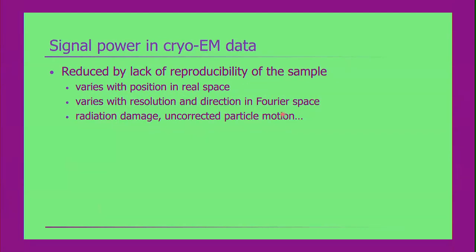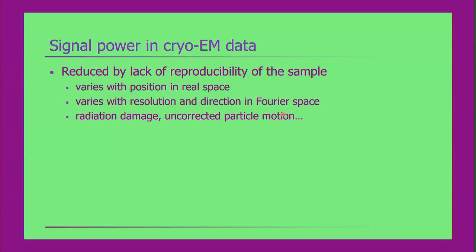Okay, to assess the error in cryo-EM, one way to think about it is to compare the signal power with the noise power. And the signal power is reduced if the sample can't be reproduced from sample to sample. So if you've got different conformations from one molecule to another in your particle images, you will reduce the signal power. The signal power will vary with position in real space because maybe the bulk of the protein is all in one conformation, but one domain wobbles around, and then the signal power in that part of the map will be lower.